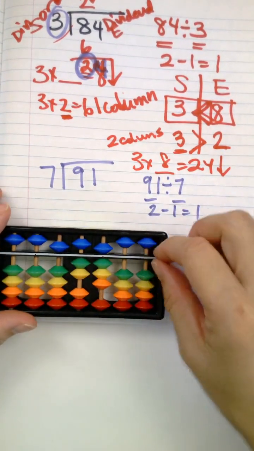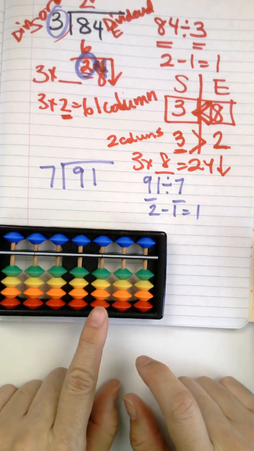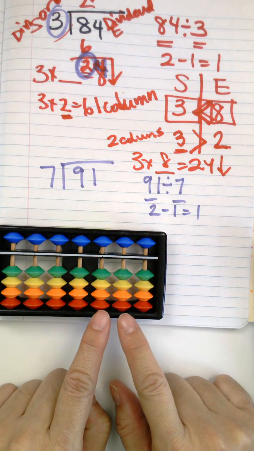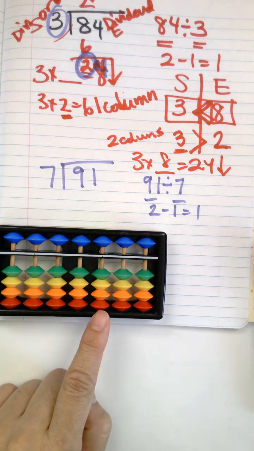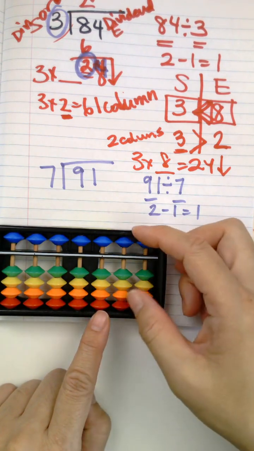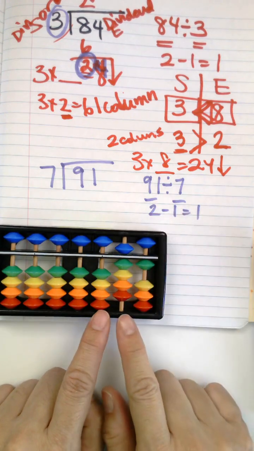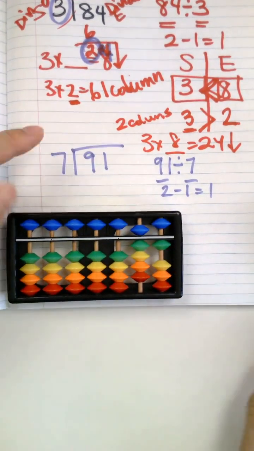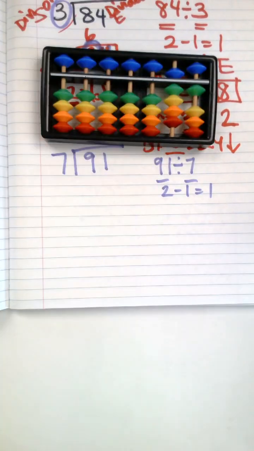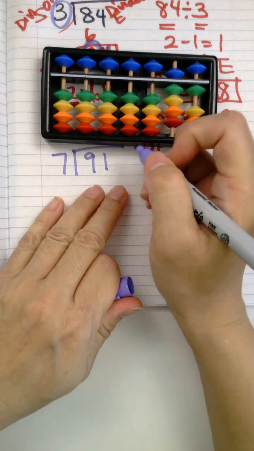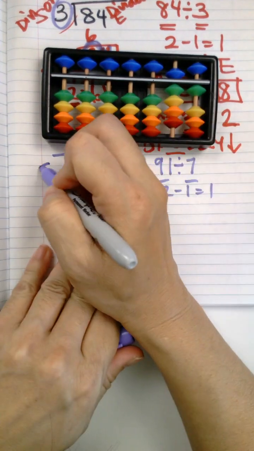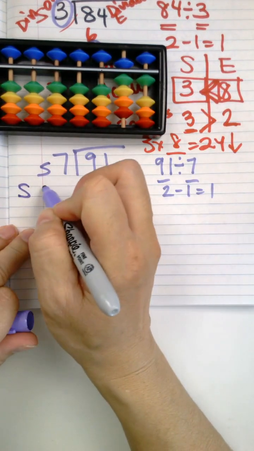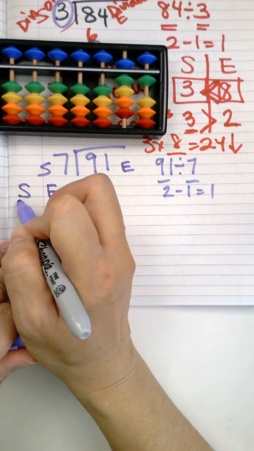So what we're going to do, our 1 is over here. We're going to put our dividend here. I have to slowly think about it. So I'm going to put 91 here. Now the divisor is 7. So I'm going to label it ES. So when I look, there's my dividend, and here's my divisor.